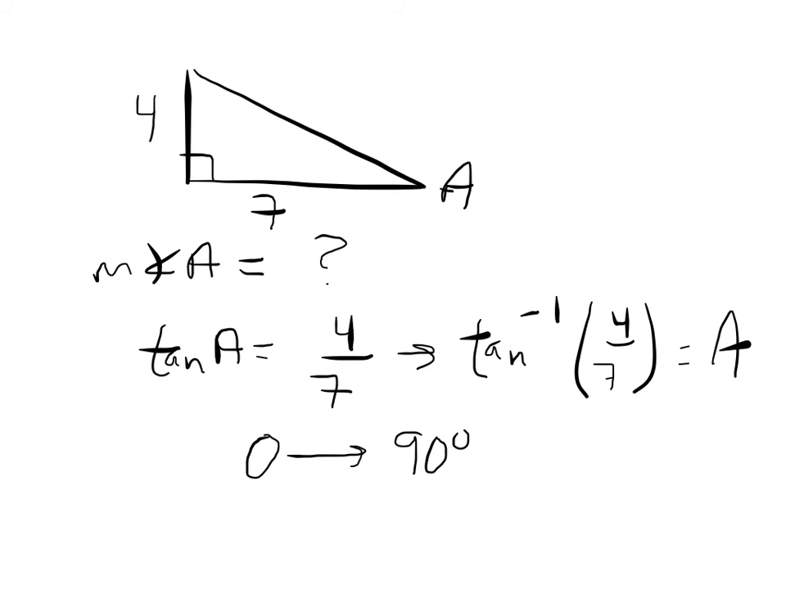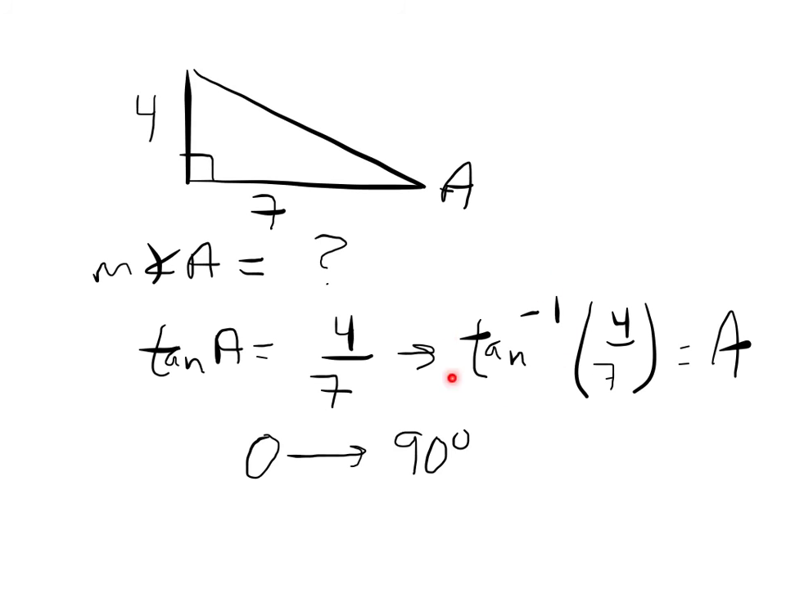Okay, so here's the situation. Suppose I'm given two sides of a right triangle, 4 and 7, and I'm interested in that acute angle A that's opposite the leg of 7. I want to know the measure of that angle. Well, I do know that the tangent of that angle is opposite leg over adjacent leg, which is 4/7.